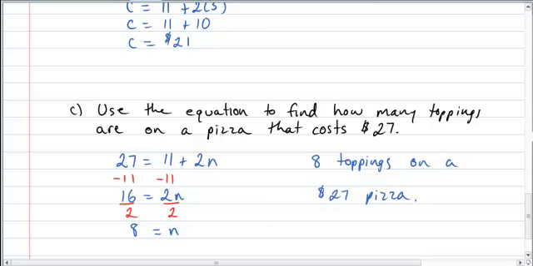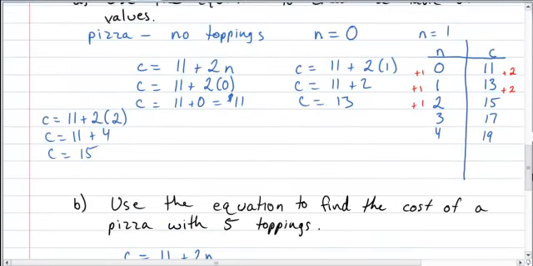Okay? And that's how we're messing around with creating a table of values. Right here, creating a table of values that represent a linear relation. Okay?